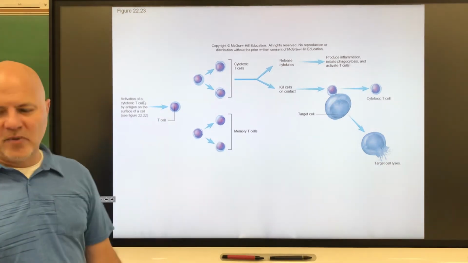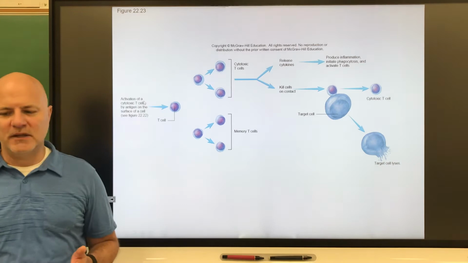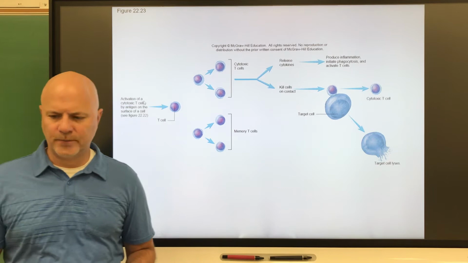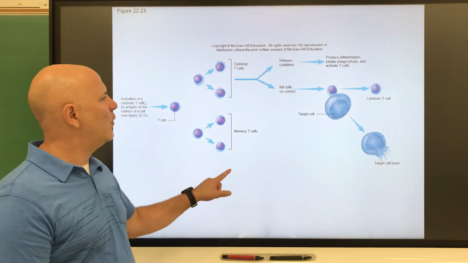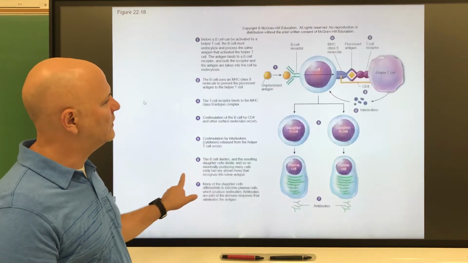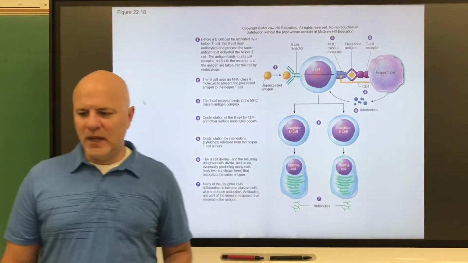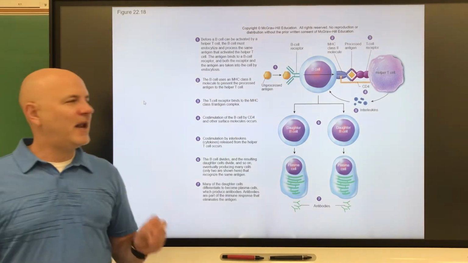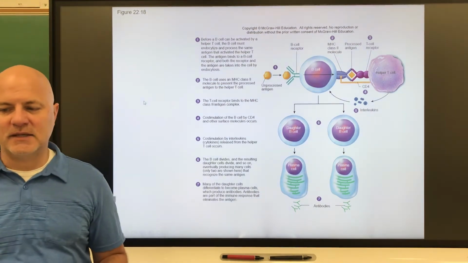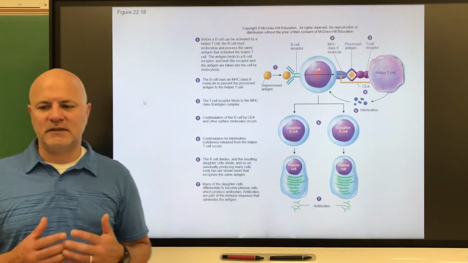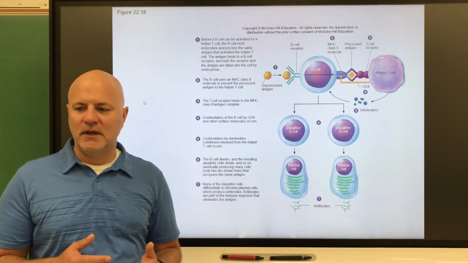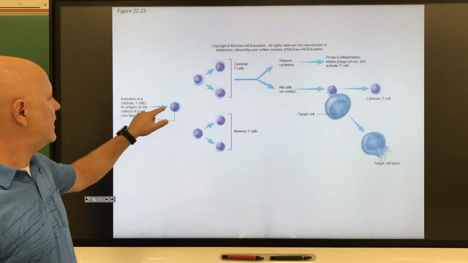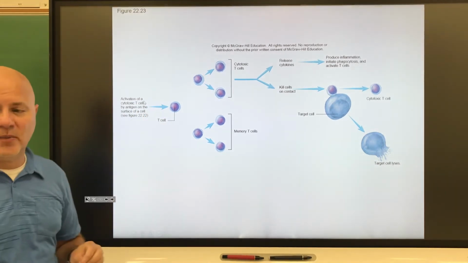So we can see over here memory T cells. These guys do not respond to the initial exposure, but they're going to provide a no-delay response to future exposures. All right? So let's move to this picture here. So when a helper T cell encounters a macrophage presenting an antigen on it, that helper T cell is going to release cytokines that are going to cause cytotoxic T cells to divide into cytotoxic T cells that are specific to that antigen and memory cells.